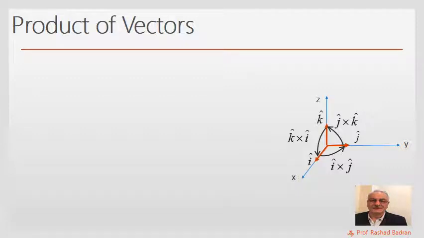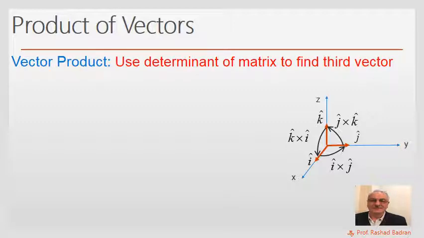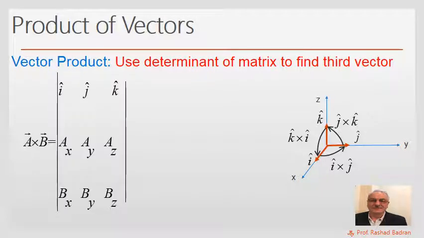The students might find the previous way of carrying out the cross product of the vectors a and b a bit tedious and difficult. So in this session, we're going to use the determinant of a matrix as an alternative way to obtain the third vector. The cross product can be written in determinant form.